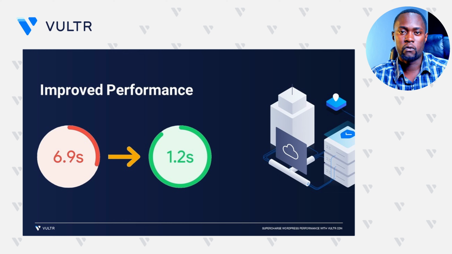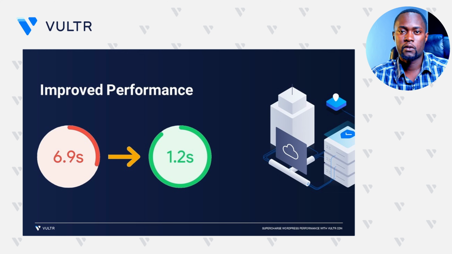Assuming you have an average load time of 6.9 seconds, when you integrate Vultr CDN, you can slash this load time down to 1.2 seconds, which is a big improvement and will benefit your site by improving the user experience and search presence.